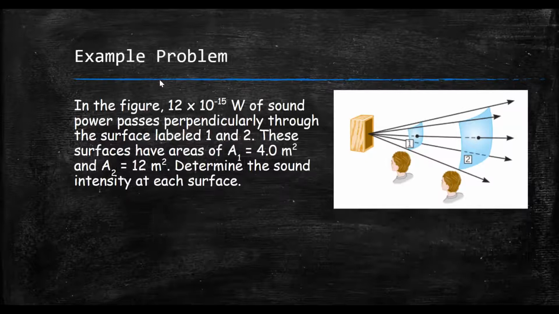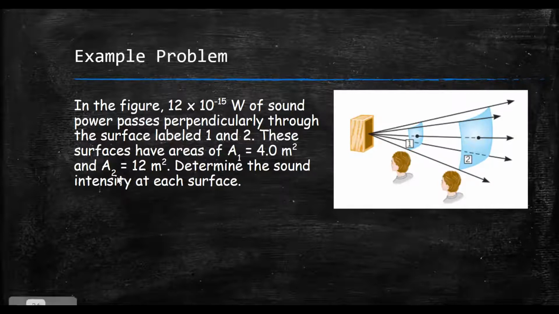So let's try to solve this problem. In the figure, we have here 12 times 10 raised to negative 15 watt of sound power passing perpendicularly through the surfaces labeled 1 and 2. So we have here two areas. These surfaces have areas of 4 square meters and 12 square meters. Let's determine the sound intensity at each surface.